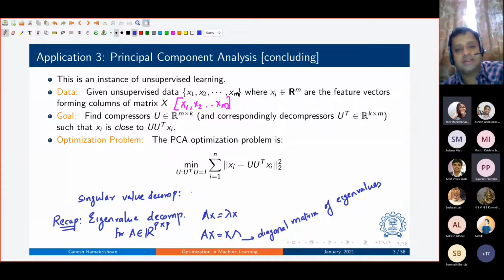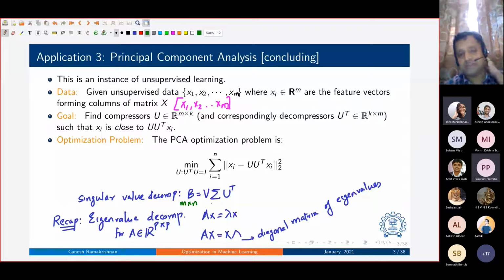So if you have a matrix X, I just don't want to overload X here. Let me use another, let's say you have a matrix B. Then you could have its singular value decomposition as V sigma U transpose. You can use U sigma V transpose as well. This sigma is of course not a square matrix if B is not a square matrix. So let's say B is an M cross N matrix.